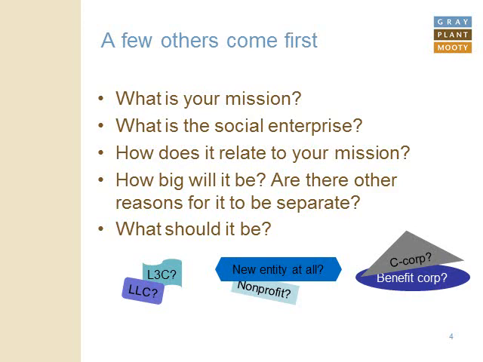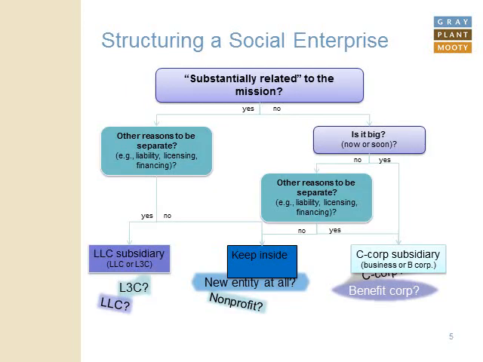And since I have a math background, I think of it in terms of a decision tree, which is the framework we're going to use for our discussion this morning. Our first question up front is, is it substantially related to your mission? And if yes or no, we walk through the analysis of some other considerations, and that will drive the decision about which kind of entity it should be at the back end.